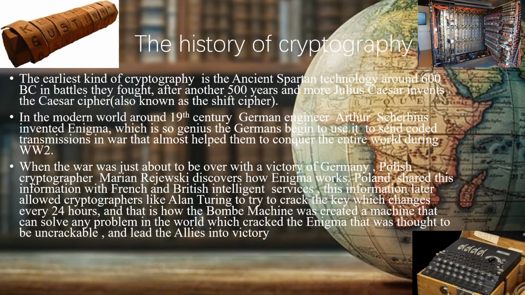Now, let's take a look into the history of cryptography. The earliest kind of cryptography is the ancient Spartan technology, around 600 BC, used in the battles they fought. On the top left corner is a picture of what the device looks like. After another 500 years or more, Julius Caesar invents the Caesar cipher, also known as the shift cipher.